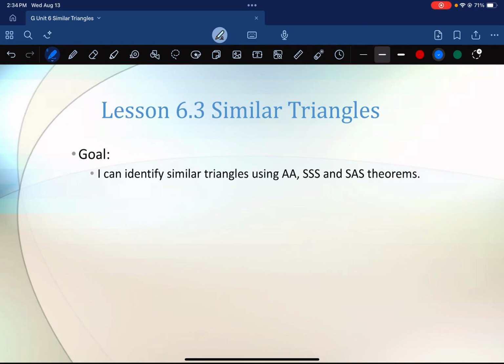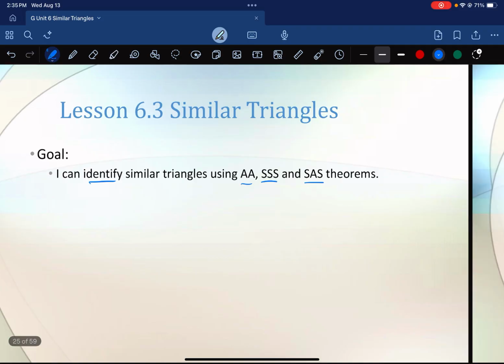All right, this is lesson 6.3, similar triangles. The goal for this lesson is I can identify similar triangles using AA, SSS, and SAS theorems. Well, AA just stands for angle, angle. And then S's stand for sides, so this would be side, side, side, and this would be side, angle, side. So there's three methods that we can prove or identify similar triangles, okay?